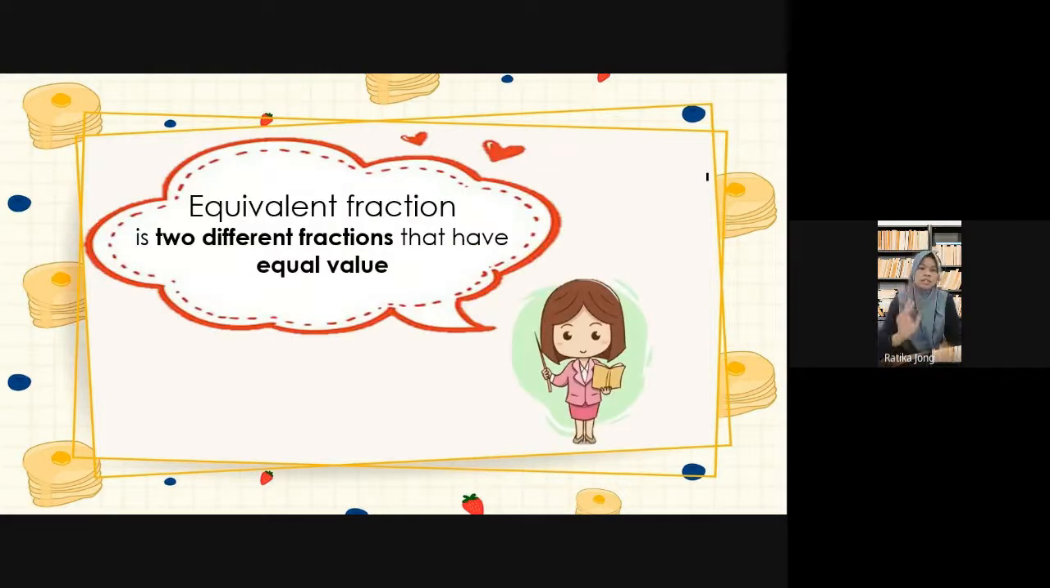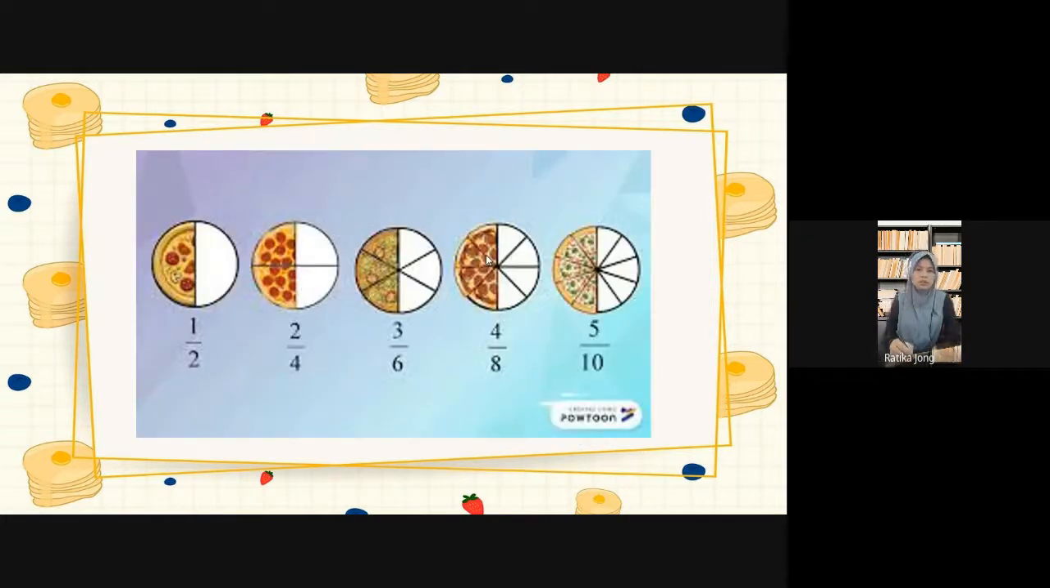Okay, so now let's look. Equivalent fractions is two different fractions that have equal value or equal size. Dua nombor pecahan yang berlainan, okay? Nombornya berlainan, penyebutnya berlainan, pengangkannya berlainan, the denominator and also the numerator is different, but the size of both fractions is equal, size yang sama. Okay? Kita tengok contoh.